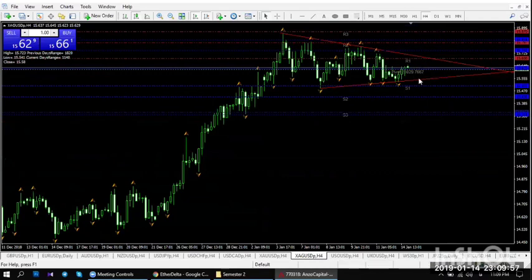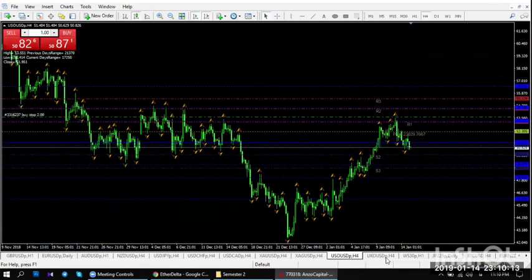So we're going to have fluctuations inside the angle until one of the legs is broken. This is the Wolf analysis method.